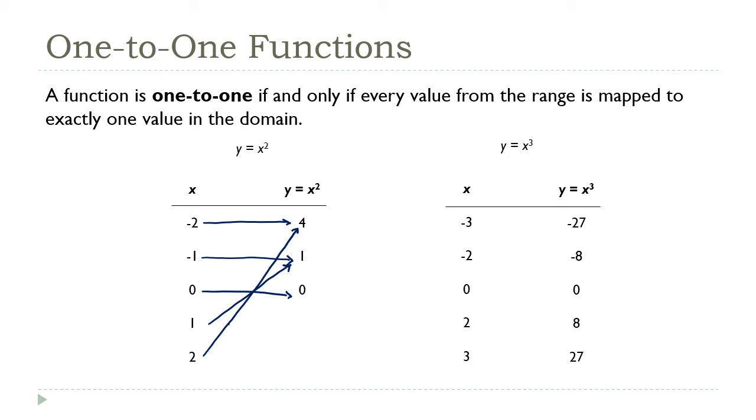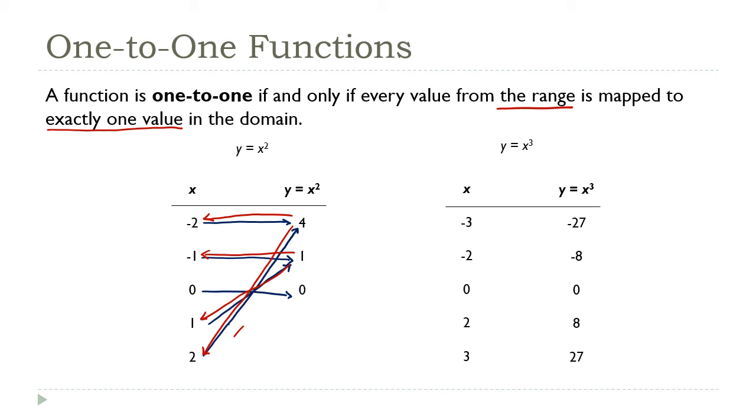All right, this function is not one-to-one because the reverse is not true. 4, for example, gets paired with both -2 and +2, right? So there is a number in the range that is not mapped to exactly one value in the domain. In fact, there's more than one, right? 1, for example, also gets mapped to two domain values.